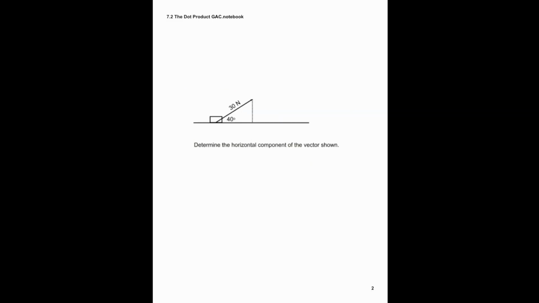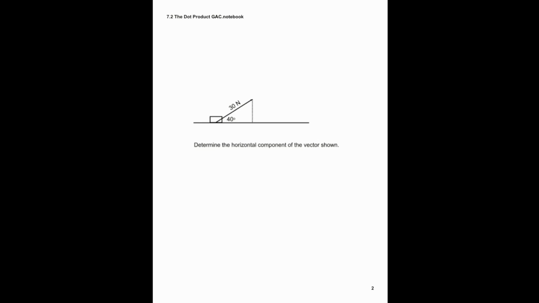So we already know that when forces act at an angle, some of that force acts in the x direction to move the object forward, and some of that force acts in the y direction. We've already talked about this, but it's worth mentioning again because it is a concept that we're going to use today. So let's look at this particular question and determine the horizontal component of the vector shown.